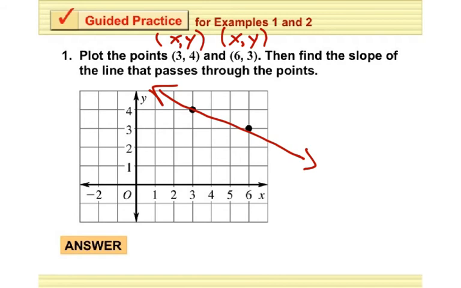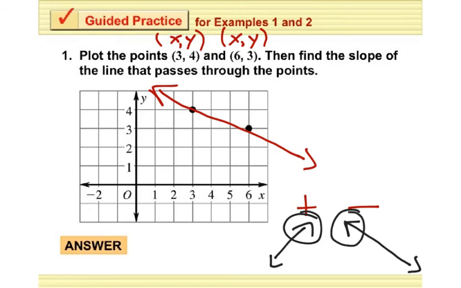Now remember, we use some tools to see if a graph was positive or negative. I should have probably switched these, but if a graph points this way or to the right, the top arrow points to the right, that means that it's positive. If it points the opposite way, or the arrow points to the left, it is negative. So I know that this is a negative graph. My slope should be negative.